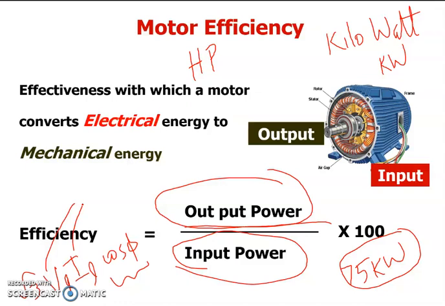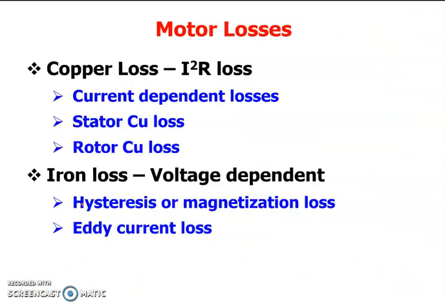Now we will see the various losses in a motor. The main loss classification is the copper loss and the iron loss. The copper loss is the I squared R loss. The motor is made up of windings, and these windings have resistance. When current flows through this resistance, heat losses are generated. That is the copper loss.